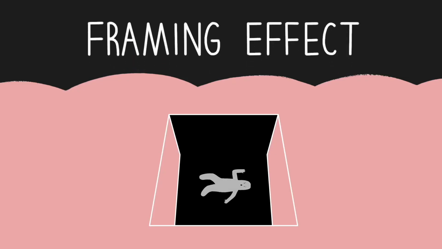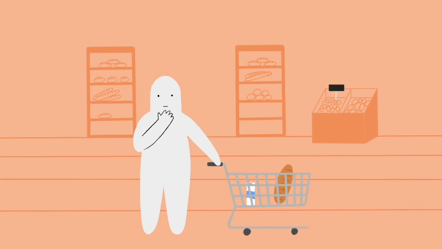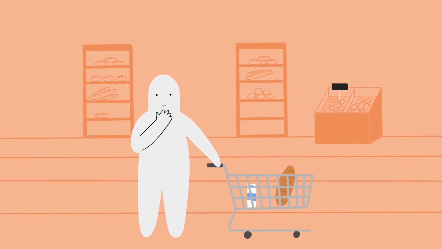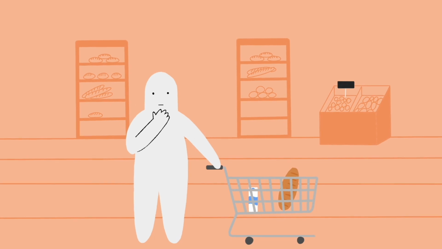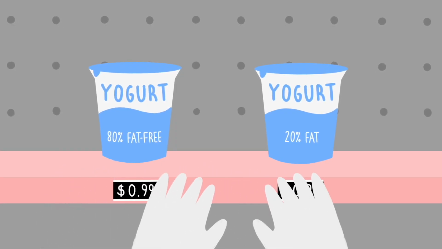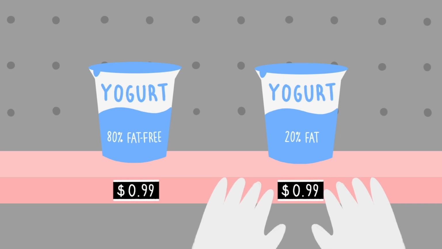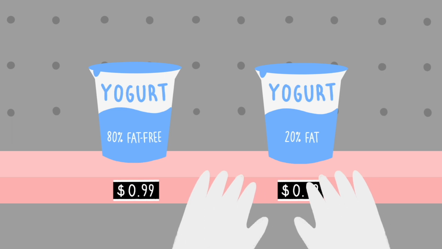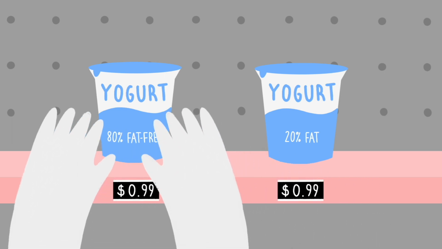Framing effect. Frank wants to buy a low-fat yogurt, but when he gets to the chilled section, he's faced with a choice. Should he buy the 80% fat-free yogurt or the 20% fat alternative? The products are the same price and contain the same amount of fat, but Frank opts for the 80% fat-free option. Research suggests that most people would do the same.